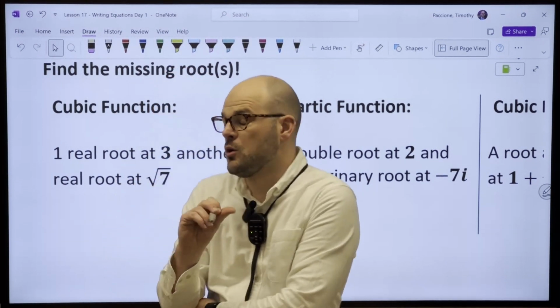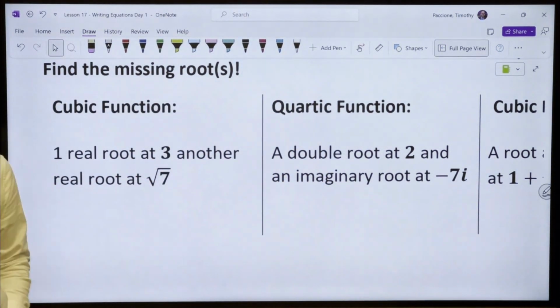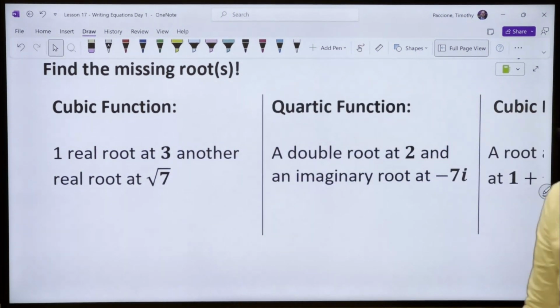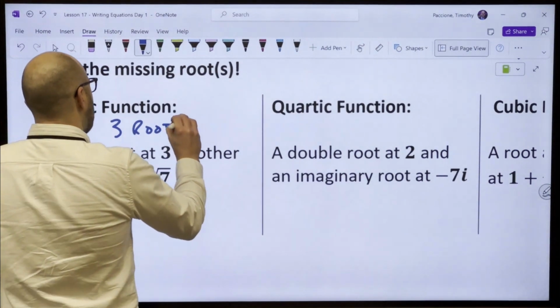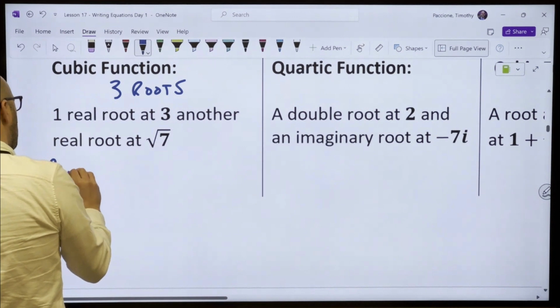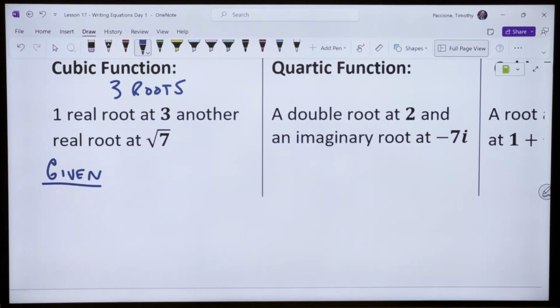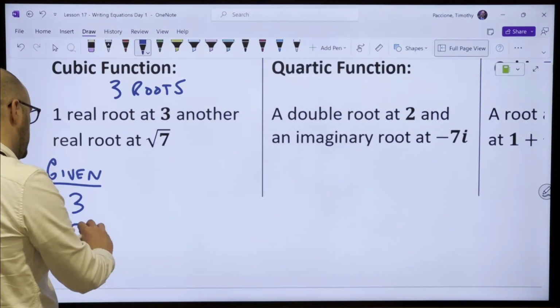So we know there's a missing root, or more than one missing root. A couple things you have to think about: How many roots should we expect? What's given and what's missing? So for instance, if you have a cubic function, how many roots do you expect? 3. So I'm looking for 3 roots. And then we're going to talk about, well, what did they give us and what's missing? So they say there's one real root at 3 and another real root at square root of 7. So we're given 3 and square root of 7.